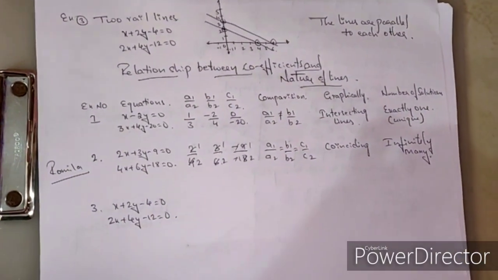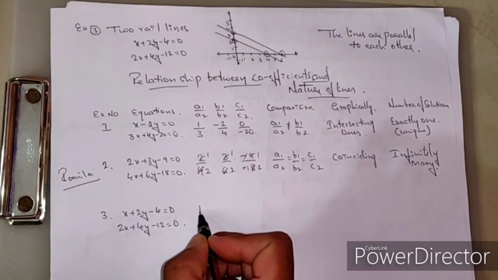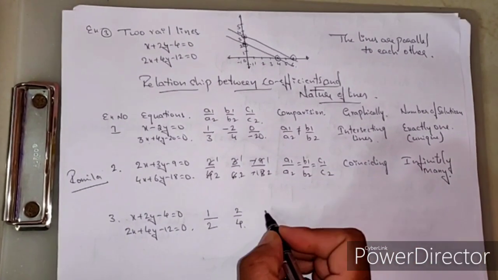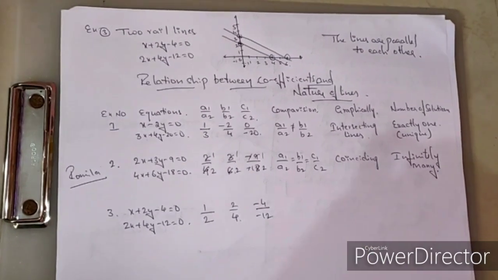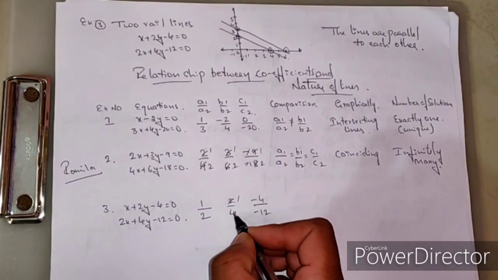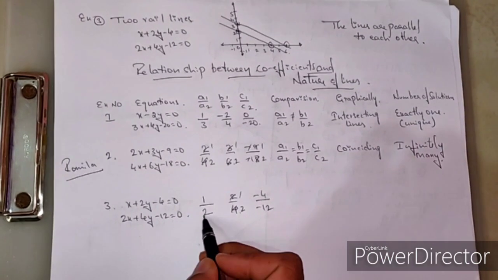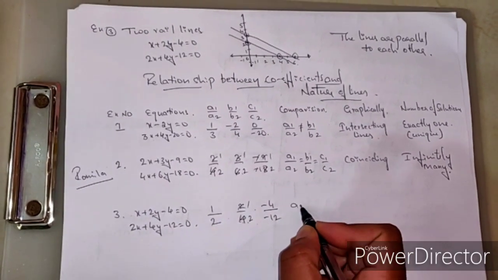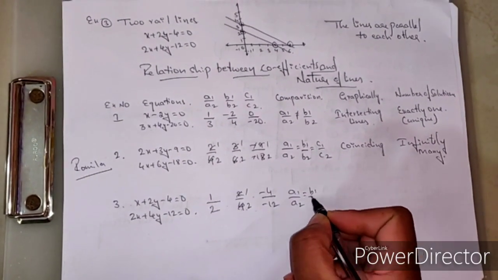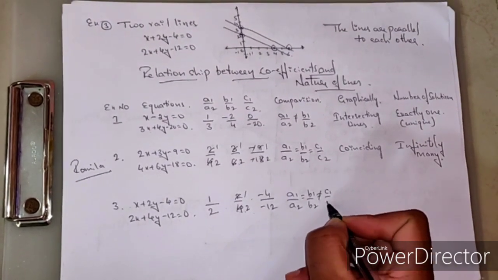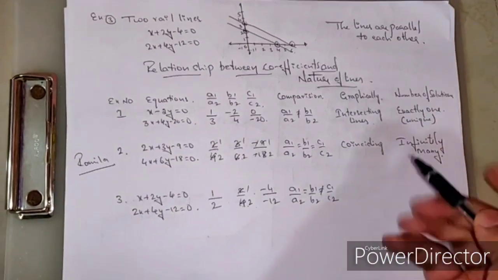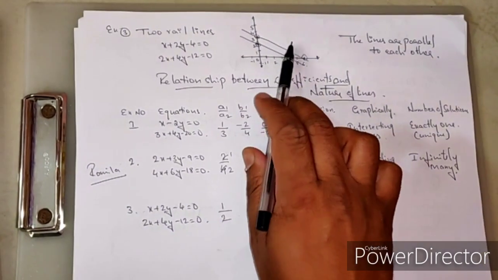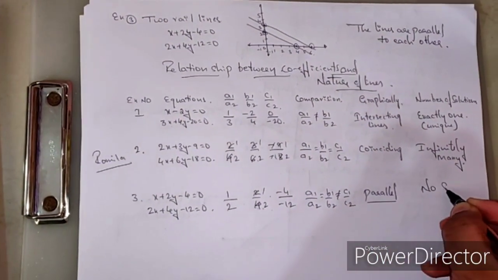So let us take the example of the rail lines, as we have the same here on the same page. When I write a1 by a2, a1 by a2 is 1 divided by 2, b1 by b2 is 2 divided by 4, c1 by c2 gives minus 4 divided by minus 12. When we see, 2 ones are 2, 2 twos are 4. a1 by a2 is equal to b1 by b2, but it is not equal to c1 by c2. That is the relation: a1 by a2 is equal to b1 by b2, but not equal to c1 by c2. How are the lines? The lines are parallel. When we have parallel lines, the lines do not meet each other, so we can say that there are no solutions.